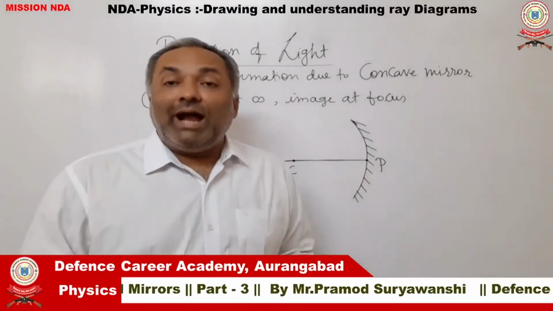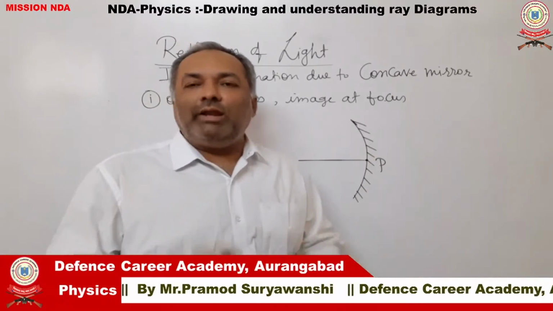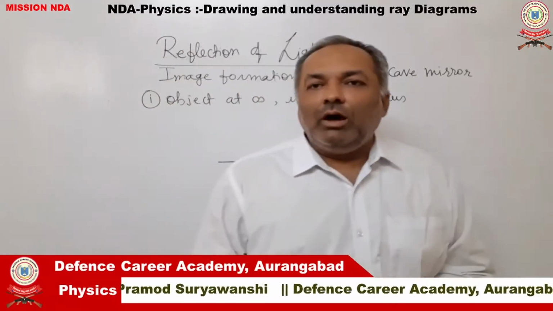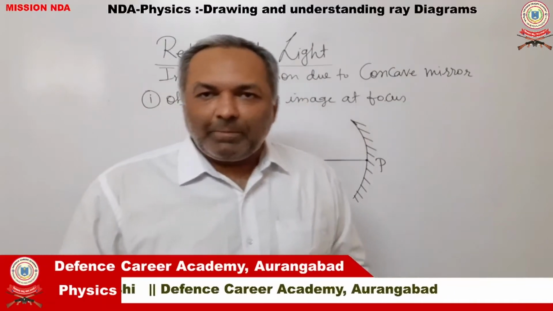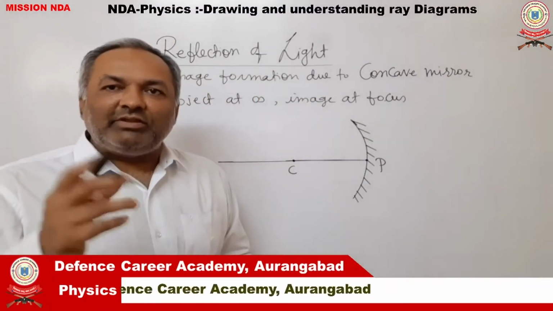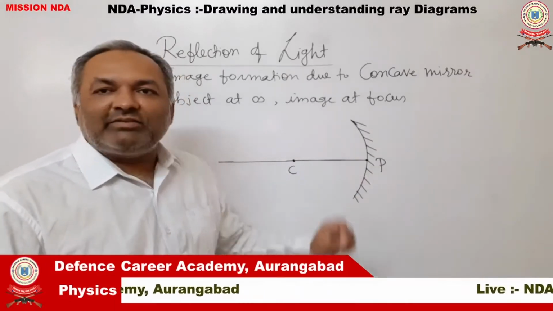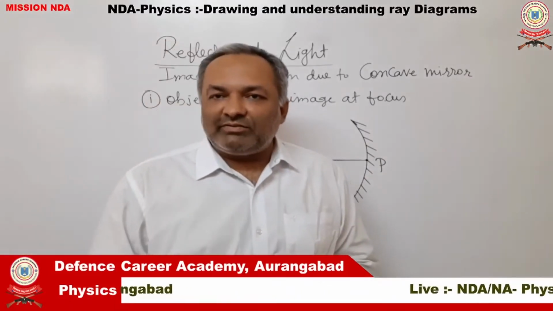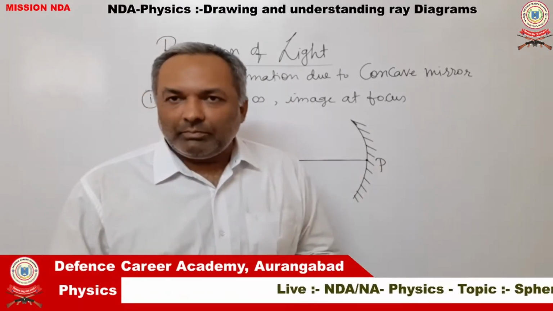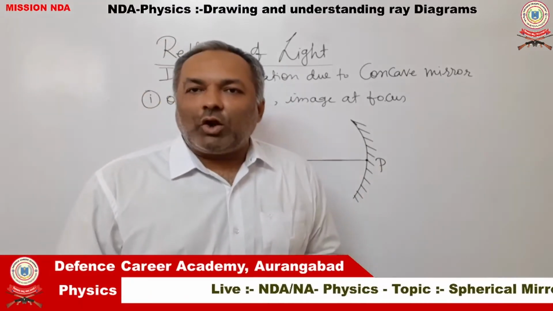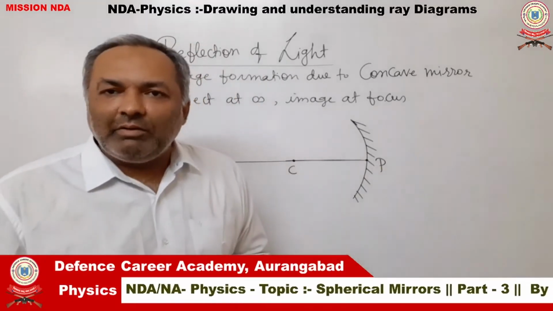Now remember that these steps will be common for all ray diagrams involving a concave mirror. First you will draw the principal axis, then you will take some distance in the compass, draw this arc symmetrical about the principal axis, mark the center of curvature, then mark the pole. This is how you have to draw the concave mirror for all ray diagrams involving a concave mirror.